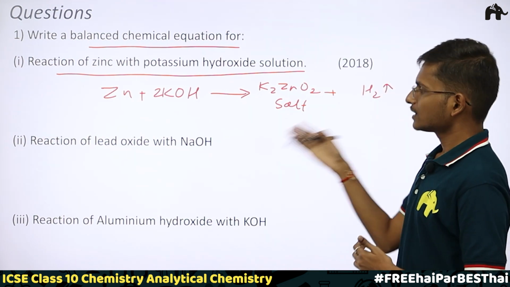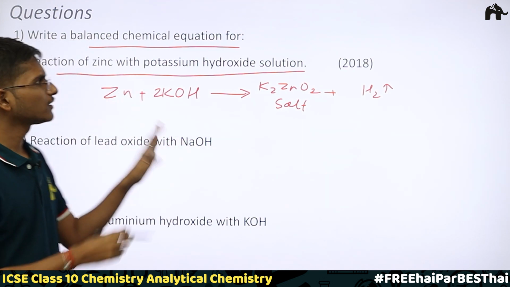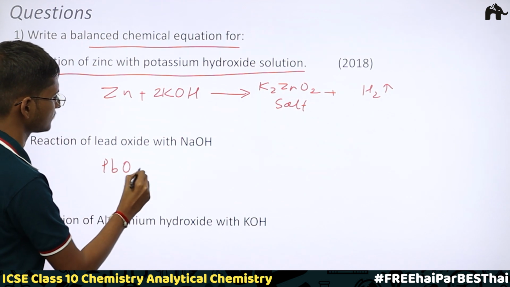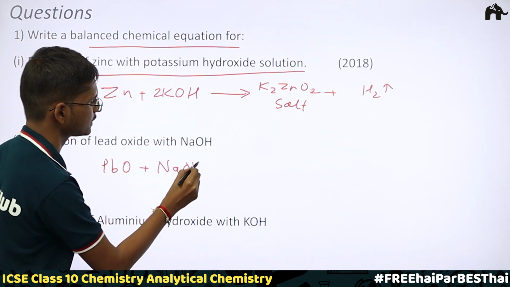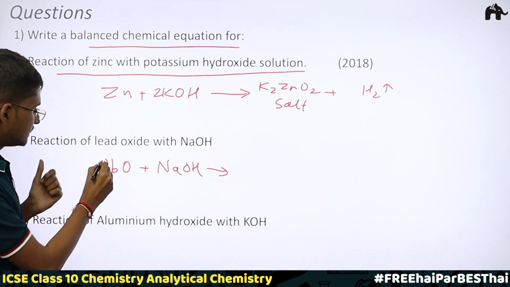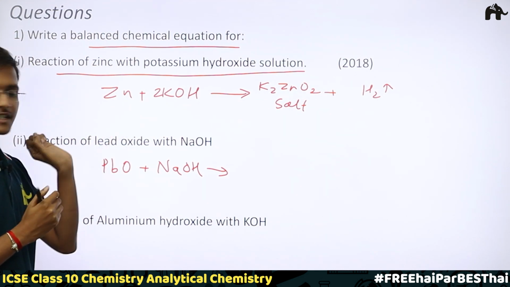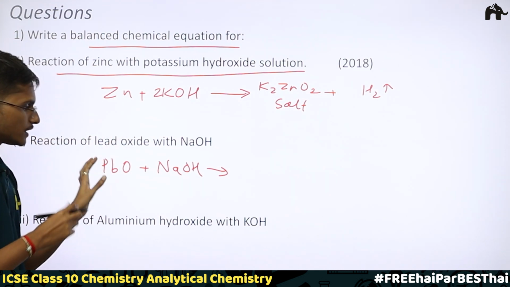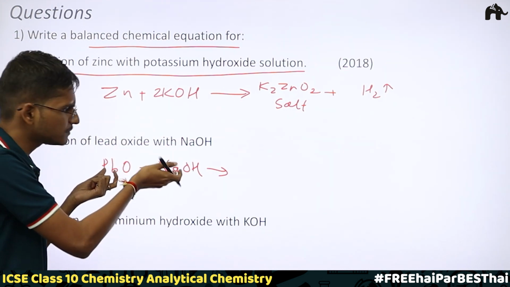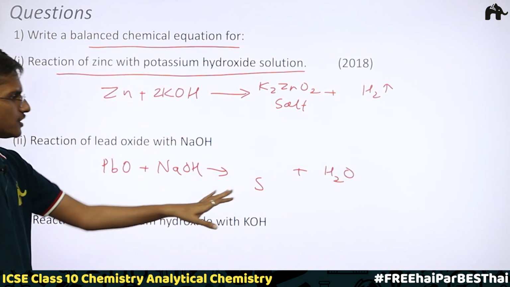Okay, very simple. Now these two I have made on my own. I have tried to make the same type of questions so that you would get some practice. Reaction of lead oxide with NaOH. Now how would they react? See, oxides and hydroxides. This lead oxide, first of all, is an amphoteric oxide, right? We have studied that amphoteric oxides react with both acids and bases to form salt and water. So here it is a base, so it would react with this base and form salt and water. Now which salt would it form?